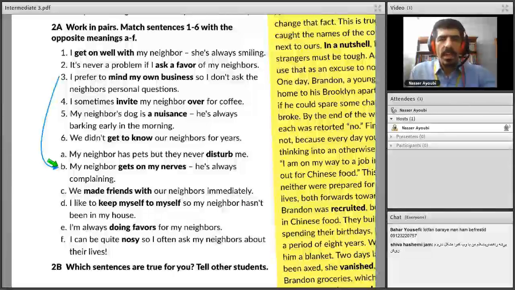So I get on well with my neighbor. Opposite meaning is gets on my nerves. Number two, it's never a problem if I ask a favor of my neighbors. Ask somebody for a favor means ask somebody to do something for you. You are asking for help. And opposite is E. I'm always doing favors for my neighbors. Not only do I ask for a favor, but also I do favors for my neighbors. I help them.